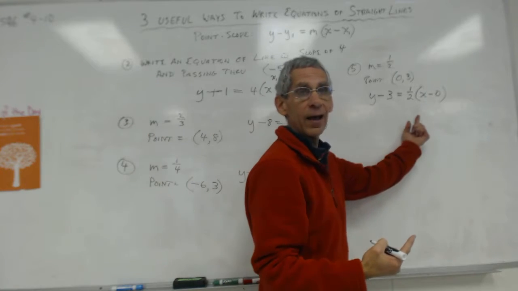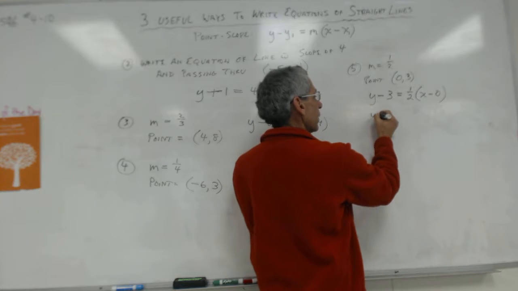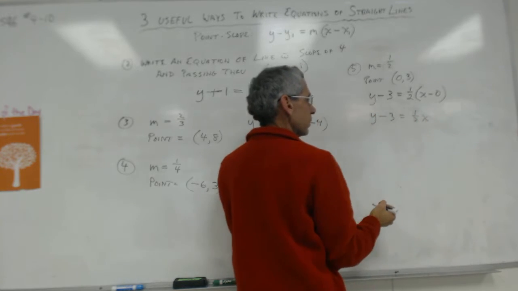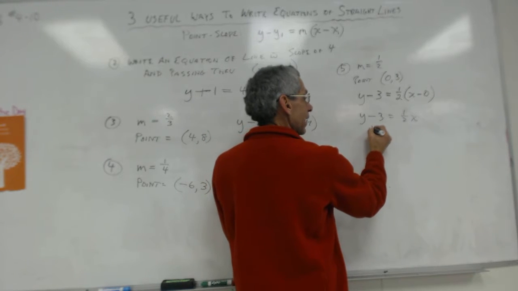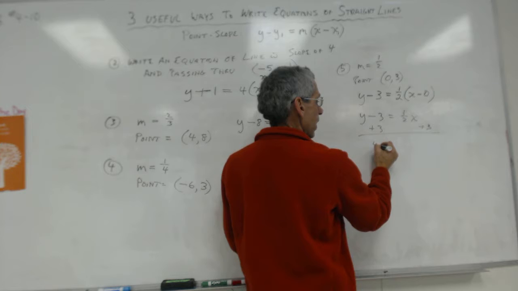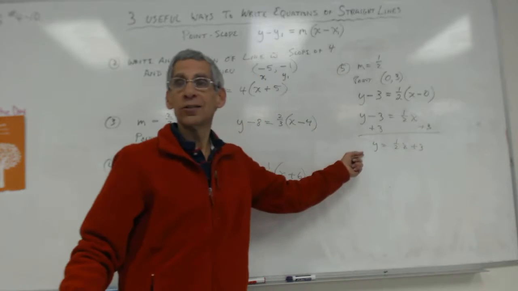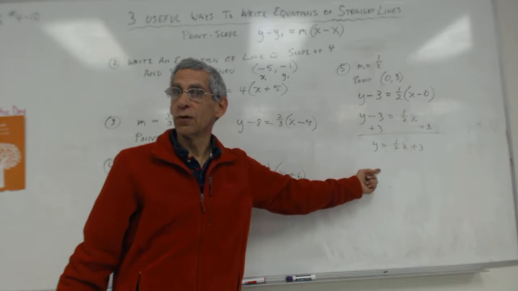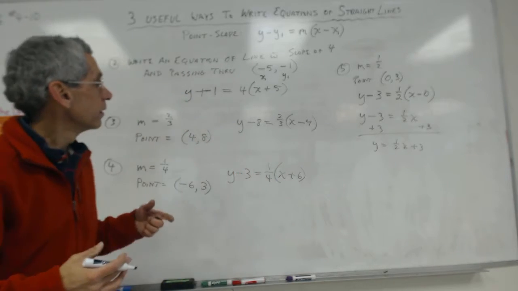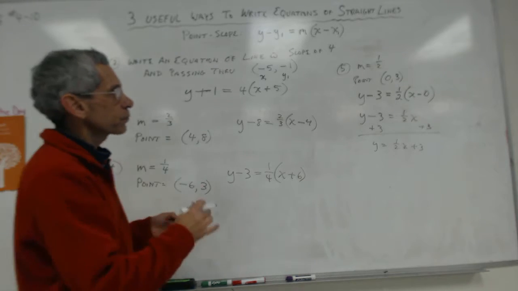Now if we simplified that, do I really need that 0? No. If we simplified that, we'd have y minus 3 is equal to 1/2 x, right? If I added 3 to both sides, I'd have y equals 1/2 x plus 3. I just turned it into slope-intercept form by moving things around, right?